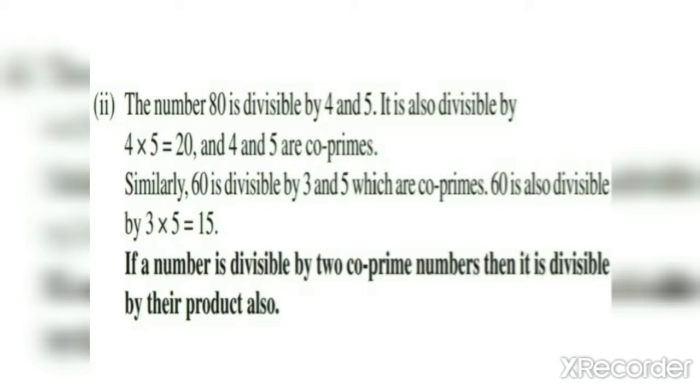Similarly, 60 is divisible by 3 and 5, which are co-primes. Then 60 will be also divisible by 3 fives are 15. In this way, if a number is divisible by two co-prime numbers, then it is divisible by their product also.